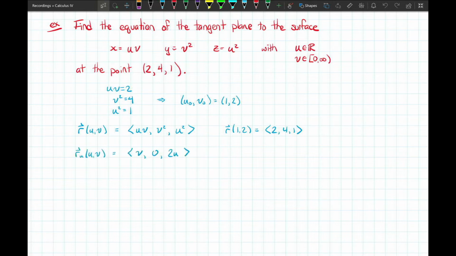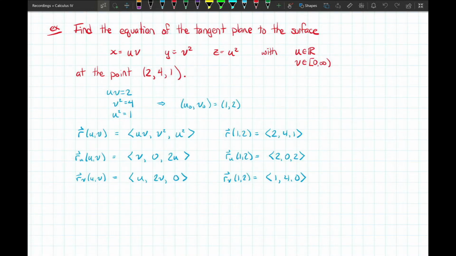It's pretty straightforward here, and we might as well save ourselves a little bit of work. Plug in u equal 1 and v equals 2 right away and see what that vector is. Then that gets us the vector 2, 0, 2. And we'll repeat that with our partial derivative with respect to v. That gives us another vector that lies in the plane, 1, 4, 0.